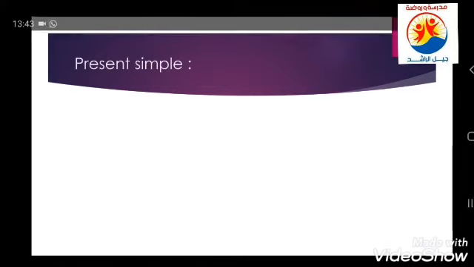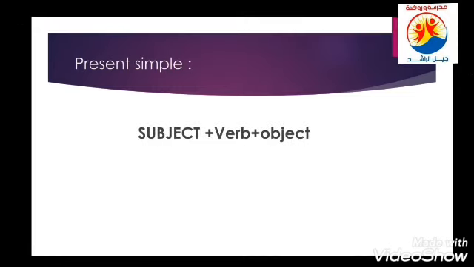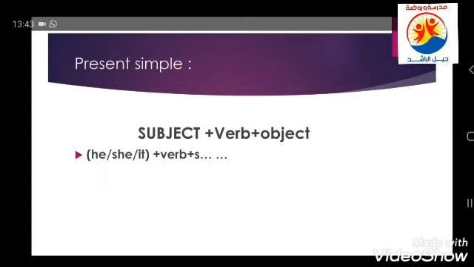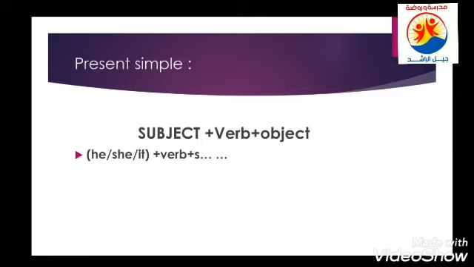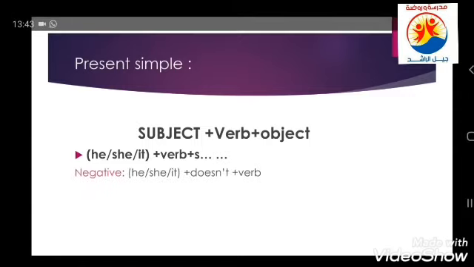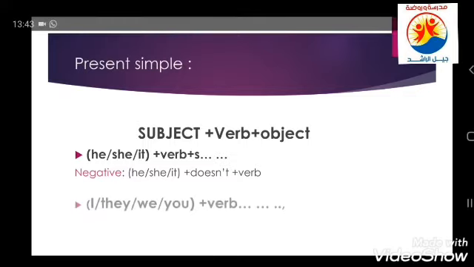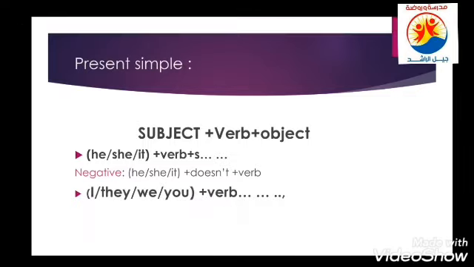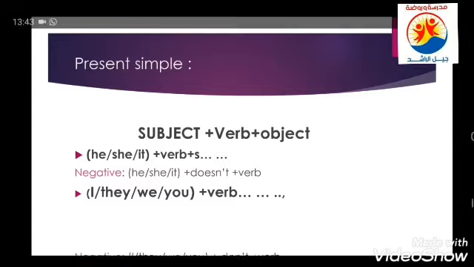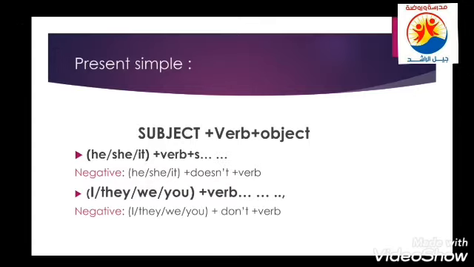Simple present. What is the simple present? The simple present rule is subject plus verb plus object. If the subject is he, she, it, I use the verb with s. In a negative form, he, she, it plus doesn't plus verb. He, she, it, verb with s. Negative, doesn't. But if the subject is I, they, we, you, I use the verb without s. Only the verb without s. In a negative form, I, they, we, you plus don't.